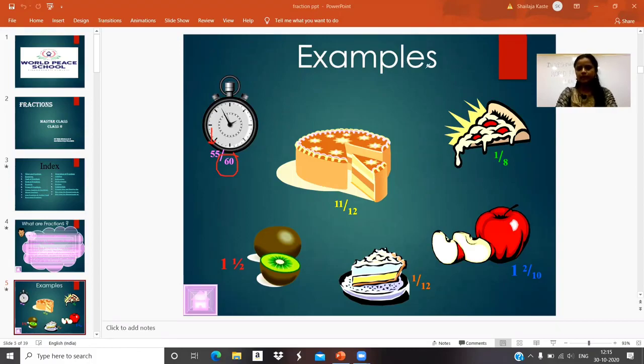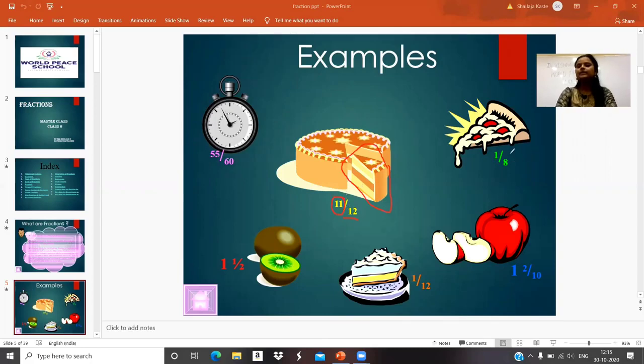In the next example, you can see a piece of cake. It's a complete piece of cake. Now this is one part of the cake. Suppose a total of 12 parts have been made, and out of the total, we are talking about 11 parts. So the fraction would be 11 by 12.